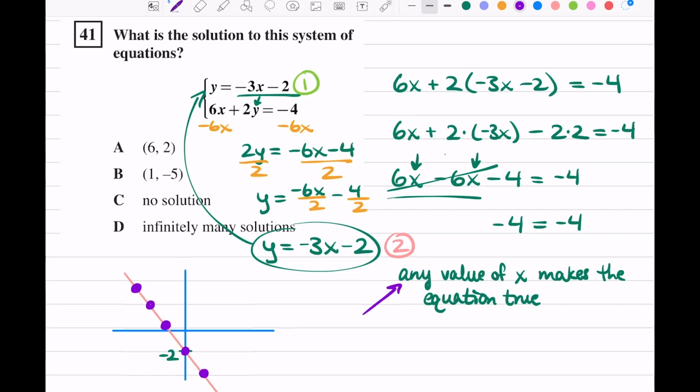We saw that any value of x made the equation true, so we can pick any value of x and find the y value, and that would give us one of these purple points. So when you get a true statement like this, where the x value drops out, that means that there is no one x value where these two lines cross. In fact, every x value is going to be somewhere where the two lines cross, because they are the same line. And since you can always pick a new x value and get a new y value, we would say that there are infinitely many solutions. So that would match option D.